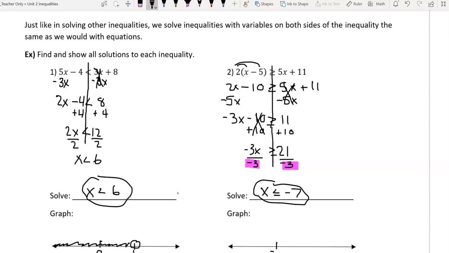So I would put negative 7 on my graph, and 0. Take a second to try to graph that, pause and try to graph correctly. Closed circle on negative 7 and shade to the left because it is less than. All right.